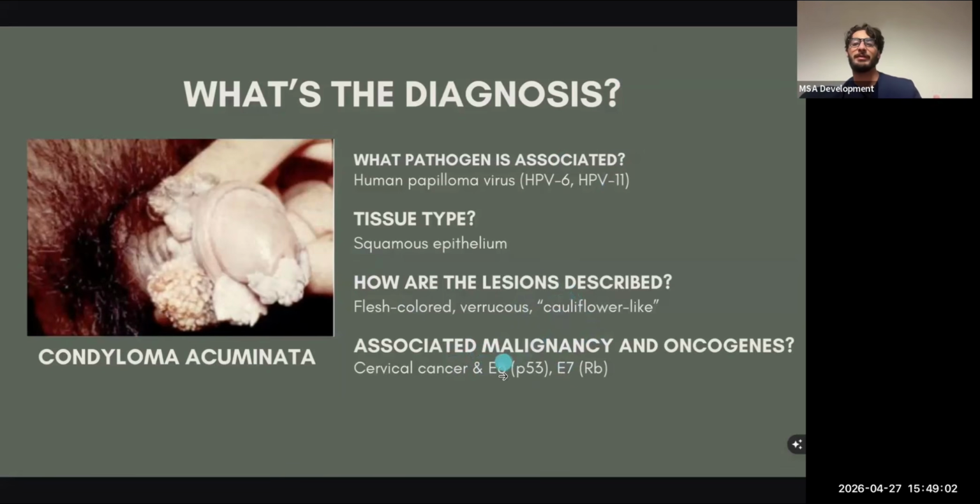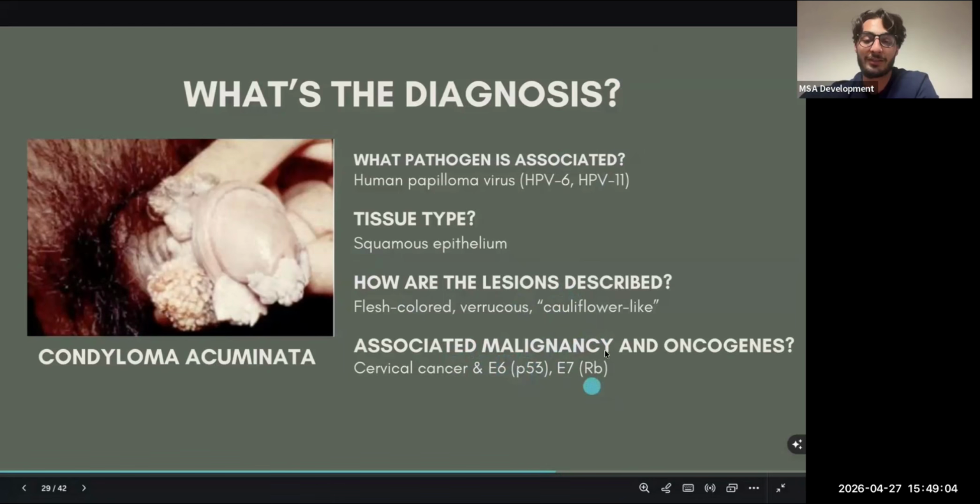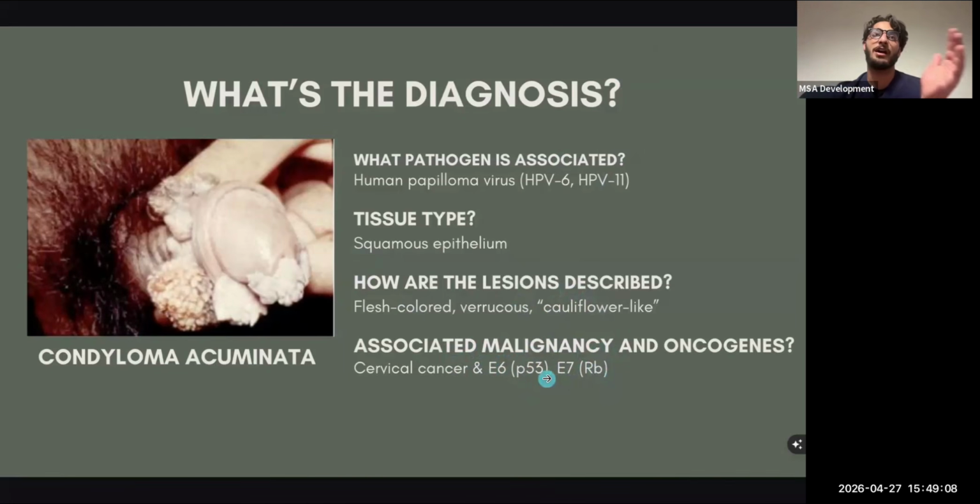And what they do is they basically inhibit P53 and the retinoblastoma gene, RB. What P53 and RB do is they're part of the regulators of the cell cycle, so they can cause apoptosis of any damaged cells, and they can also prevent proliferation. So it makes sense logically that if you were to inhibit both, you would get less apoptosis and more proliferation, and that's what contributes to cervical cancer. Very important to know.